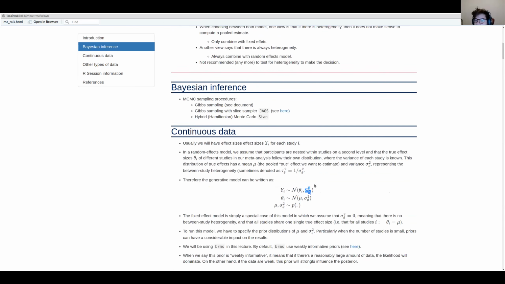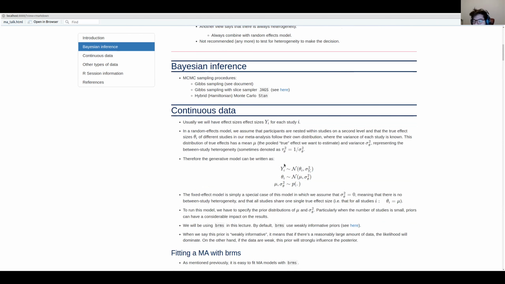Assuming normality, this will be equivalent to the Bayesian approach. And basically, as I mentioned before, what I'm saying is that each effect size comes from a normal distribution with its own mean and its own standard error, and this standard error is the uncertainty behind each effect size for each study.